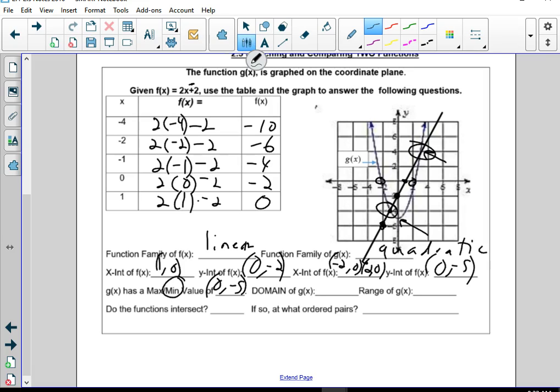The domain. How far left and right does that parabola go? All real numbers. The range has to be greater than or equal to negative 5.